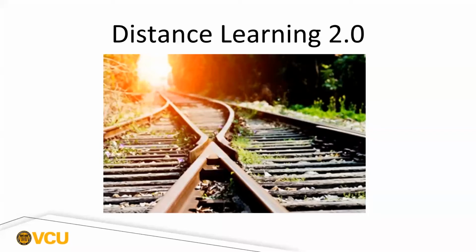I can't help but look at this picture and think about this symbolism of train tracks merging and everything combining and coming together. So we had two different platforms, two different ways of instruction, in person and virtual. And now when we think of distance learning 2.0, how do we mold them together? How do we merge without derailment? How do we keep moving forward? Because we still have a lot of work to do.